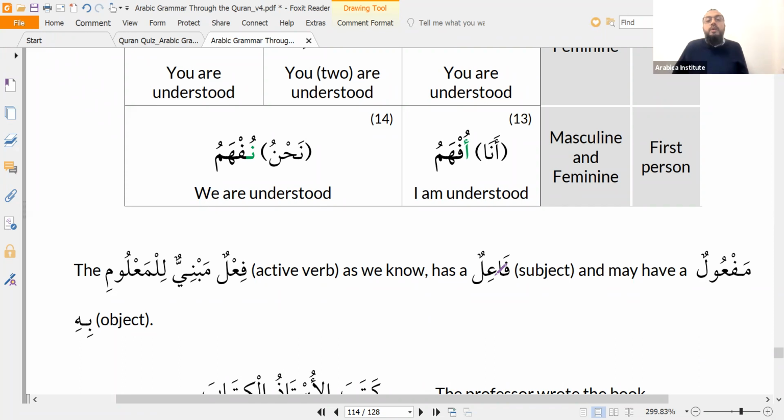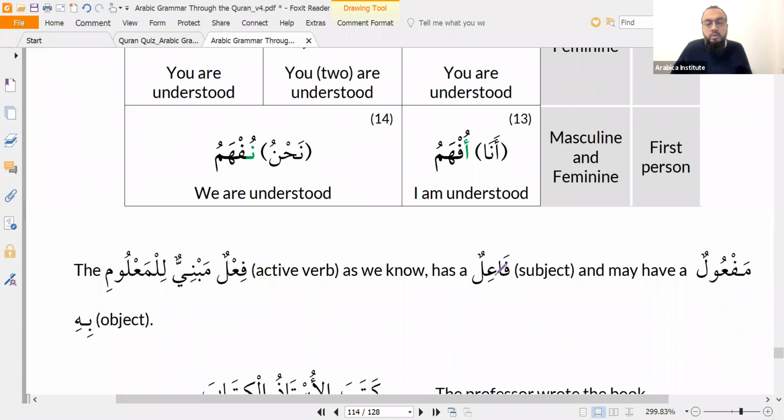Mamnu'un goes back to lesson 1 of this program, which is the ismul maf'ul, the passive participle. So from mana'a, you have mamnu'un, like maktubun, mafhumun. Those are the passive participles, the words that refer to the thing you do the action to. If I say katabtu kitaban, I wrote a book, then al-kitabu maktubun, the book is written.